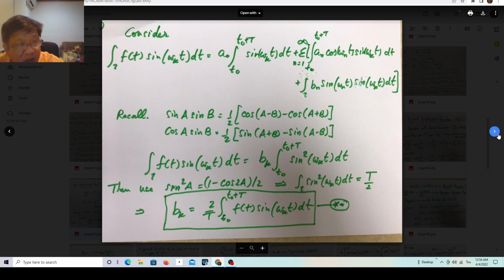And in a similar fashion for b sub k, instead of using f of t times cos, you use f of t times sine. When you use the sine here, you get cos sine and sine sine. Now you're using a different type of trigonometry property. You get sine sine in the last term and cos sine here, and in a similar fashion you get b sub k in this form.